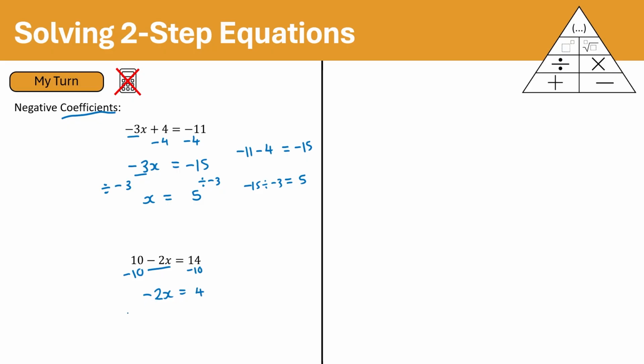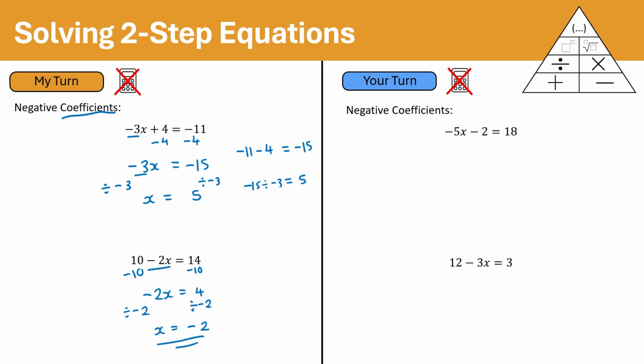And here I've got a negative coefficient of x, so I'll divide through by negative 2, both sides. On the left-hand side, that leaves me with x. And then I need to do 4 divided by negative 2. Well, it's a positive divided by a negative. That gives me a negative answer. x is negative 2. Try these two and then we'll run through them.